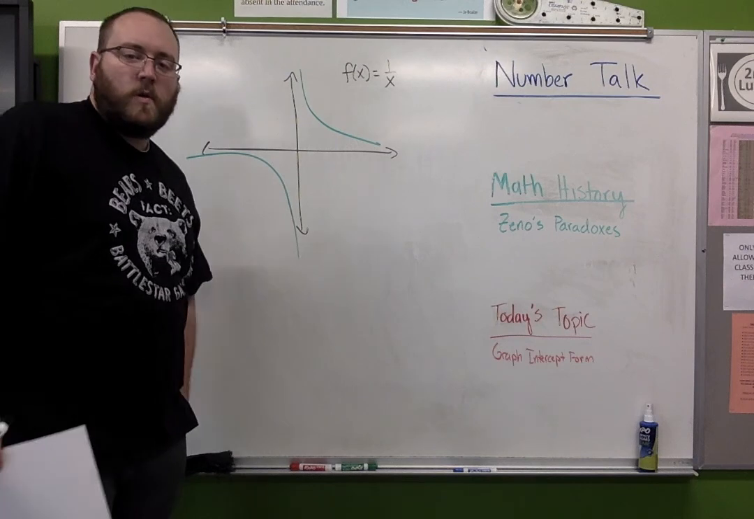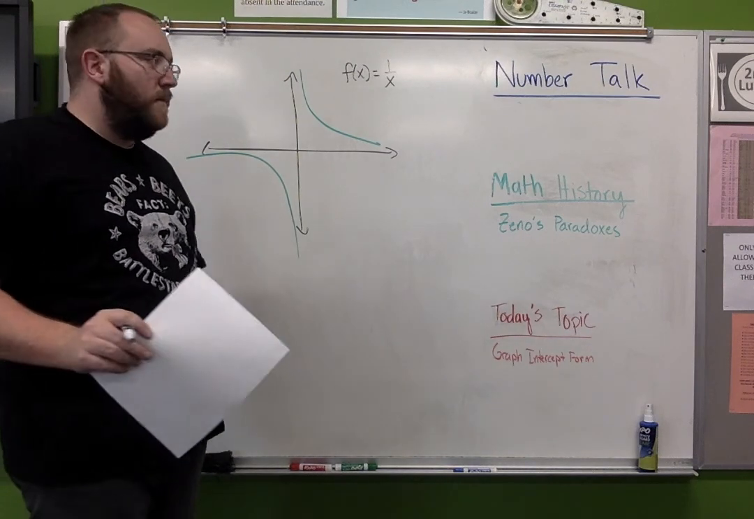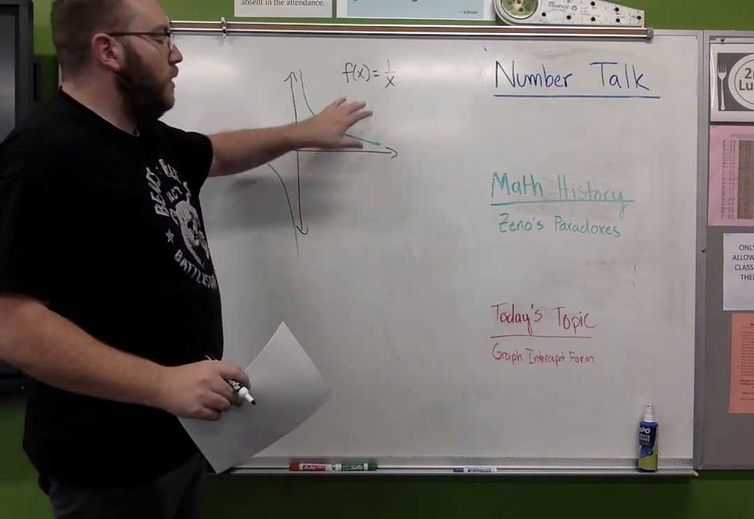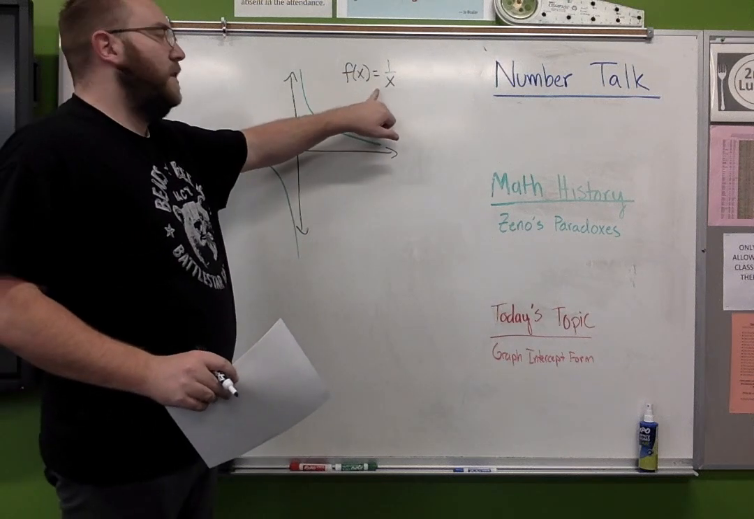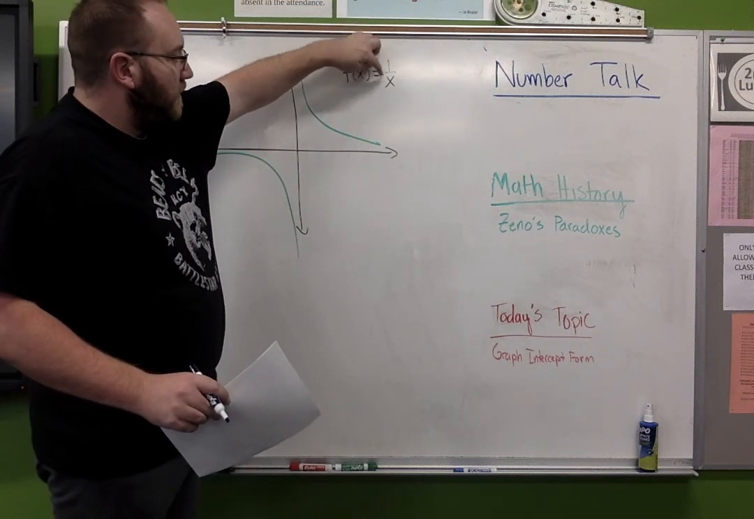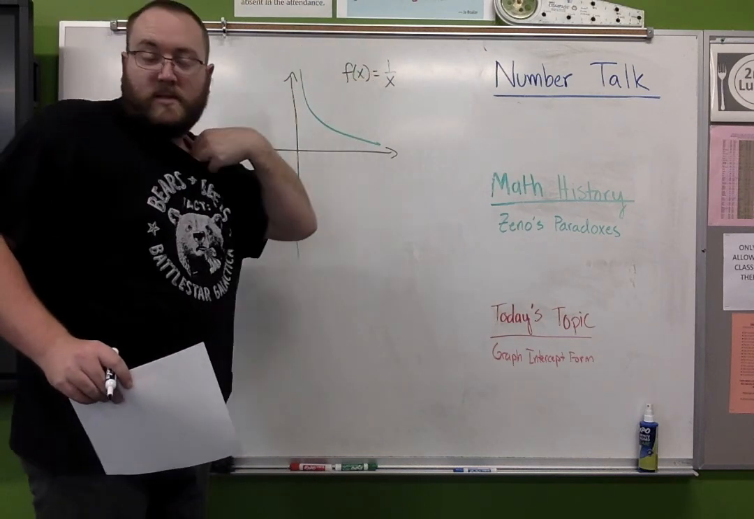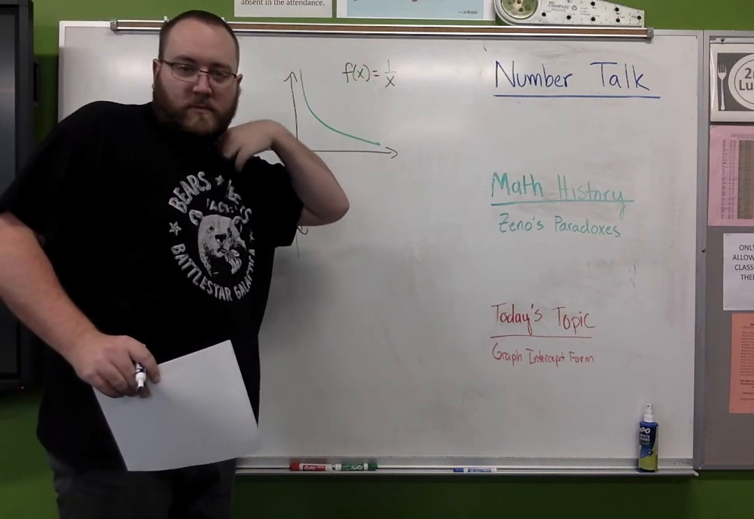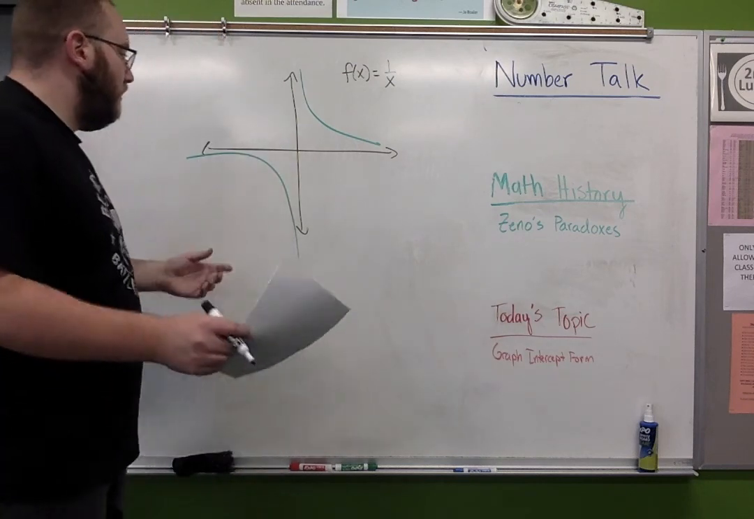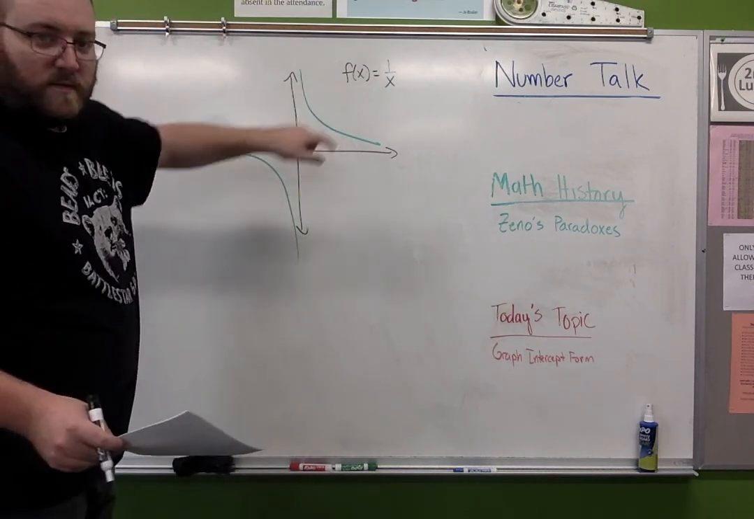Remember, parent function is where all the other rational functions come from. This is the parent function, 1 over x, right? So you can see it's a rational function. It creates a fraction, and the x is in the denominator, which makes it a rational function, right? The rational equation, whatever you want to say. Or with this notation, it's a function.